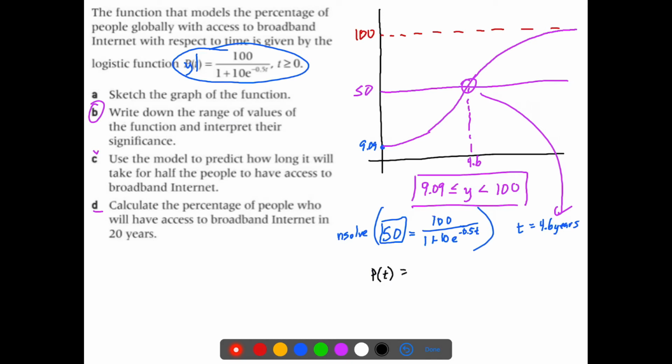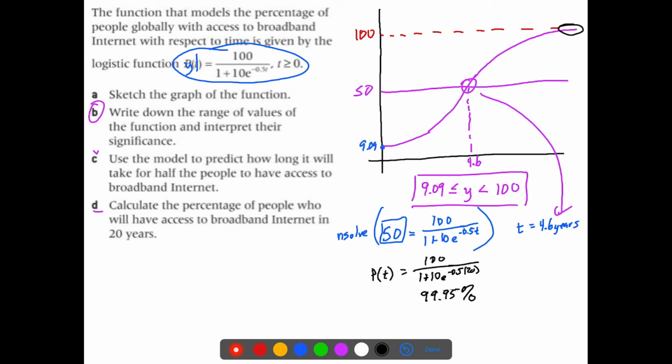And this simply is to take the function P of t and find out what 100 over 1 plus 10 e to the negative 0.5 times 20 is. And you work that out, put it in your calculator, and you should get about 99.95%, okay, which is showing us getting very, very close to our asymptote of 100 here.